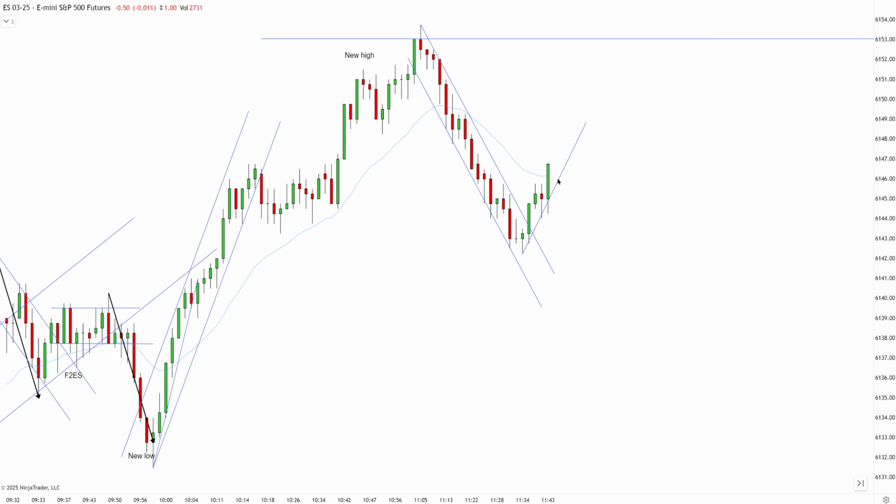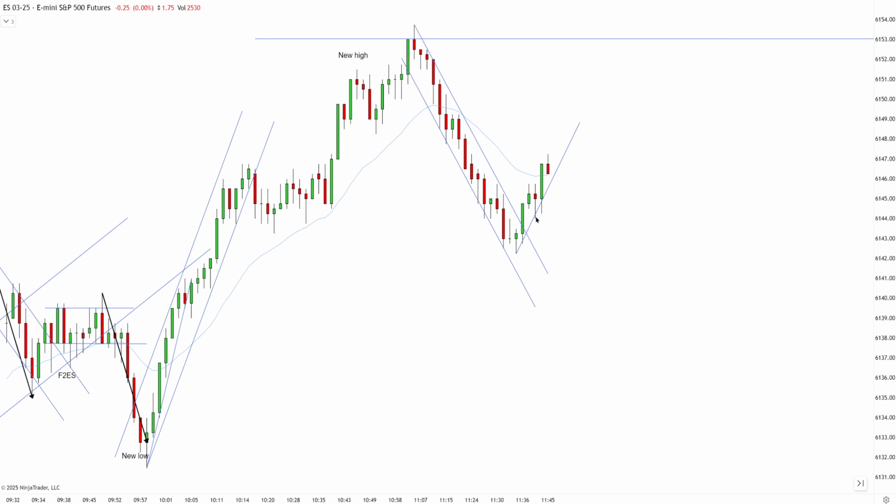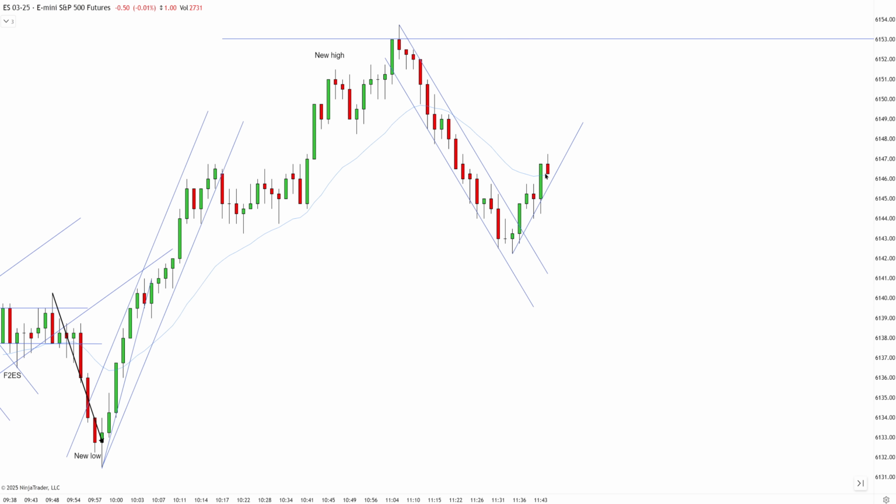I was looking for a second entry short at the EMA, but once again, we broke above EMA. Okay, so you already understand that if you're selling, you need to see EMA acting as a resistance. Once you break above EMA, that's not a good sign that the sellers are in the market yet.